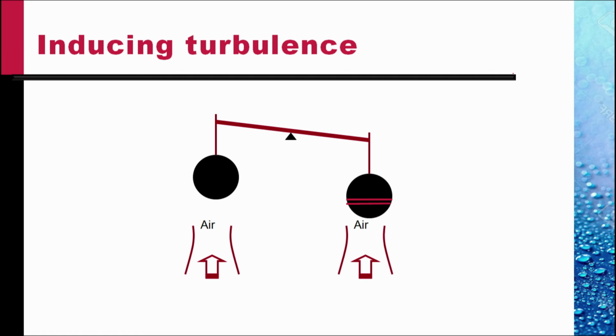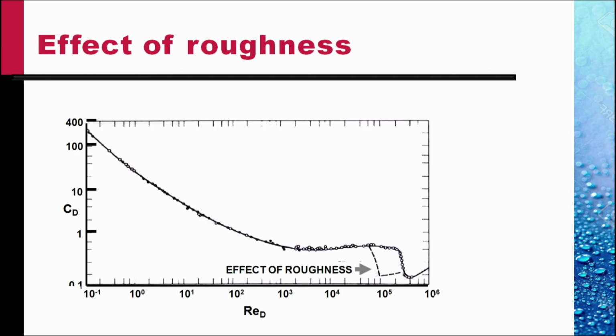So there is a regime of Reynolds number when the boundary layer on the smooth sphere would be laminar, while the boundary layer on the roughened sphere would become turbulent, leading to a lower drag on the roughened sphere, as is illustrated in this figure. Because of the roughness, then, the transition has now shifted from here to here.